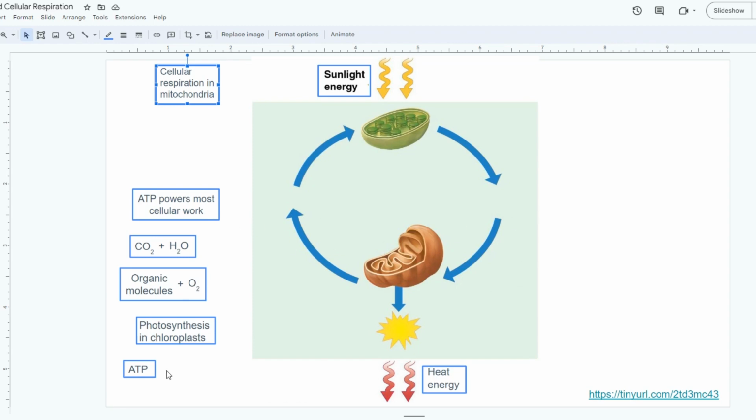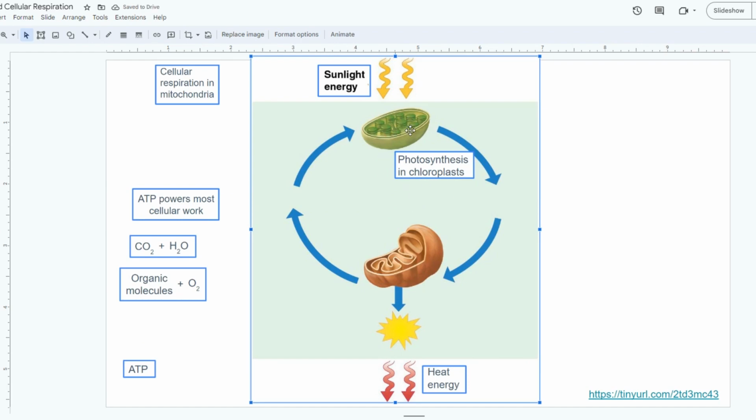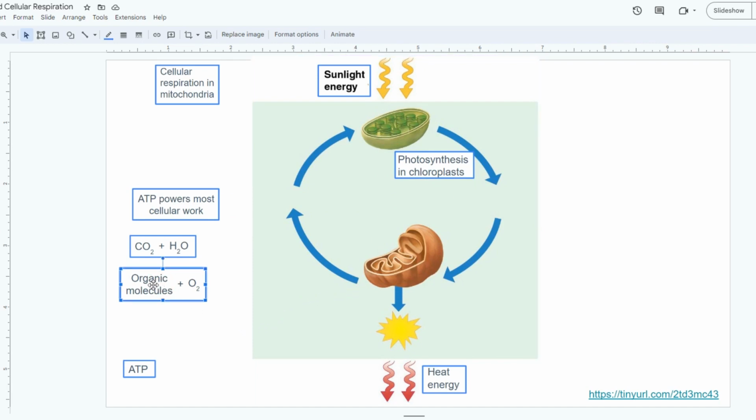So the green stuff, that's where photosynthesis is happening, right? So photosynthesis is happening in chloroplasts right there. And what's the outcome of photosynthesis? What do plants produce for us? Hopefully, we know that we need trees and stuff for the oxygen, right? So that goes there.